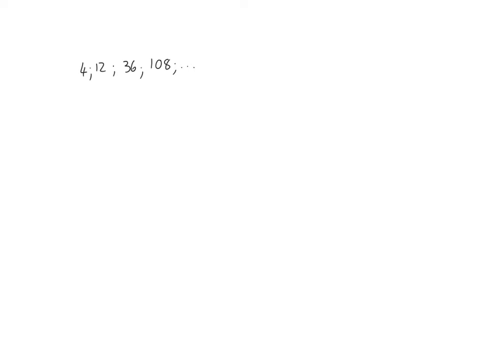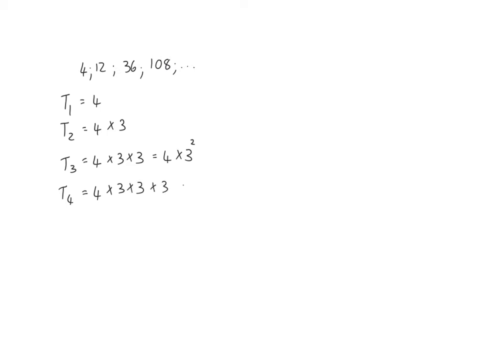Now let's see what a geometric sequence's general term will look like. If we have a look at our example, clearly our first term is 4. If we now write our second term in terms of the first term, it will be 4, which we then multiply by 3. Term 3, we will start with the first term again, and now we'll multiply by 3 twice, so we can write that as 4 times 3 to the power of 2. For term 4, we start off the same. We have 4 times 3 times 3, and now we times by another 3. So that's 4 times 3 to the power of 3.